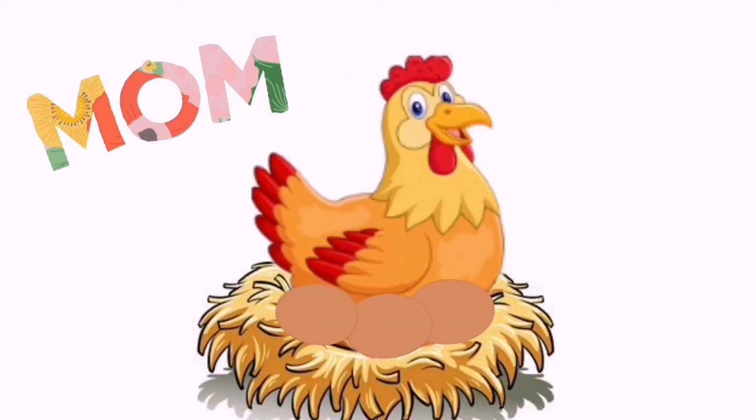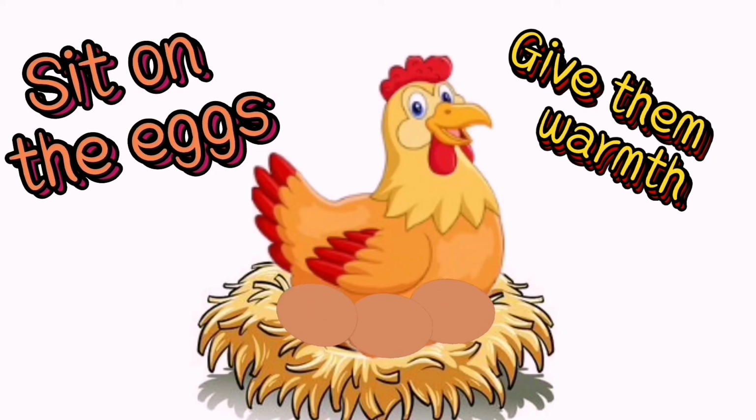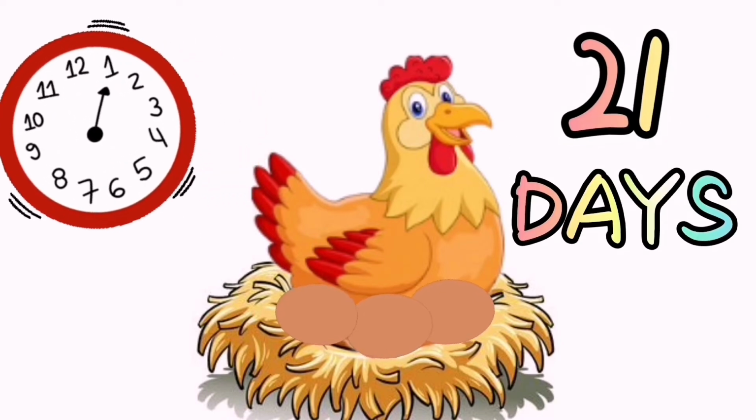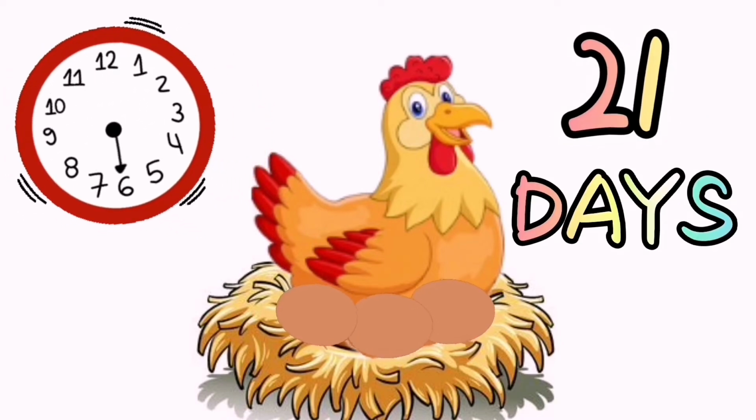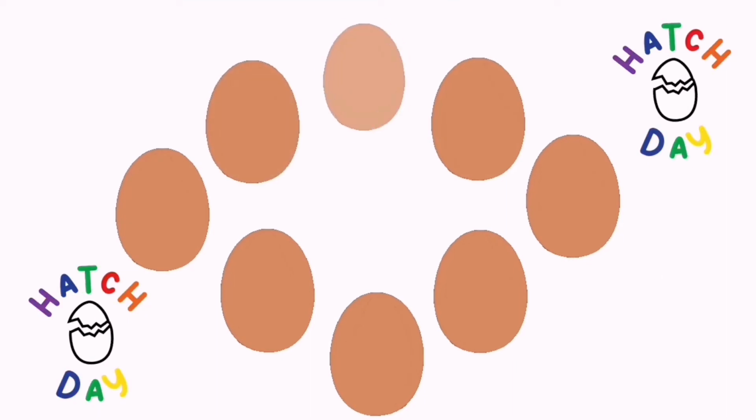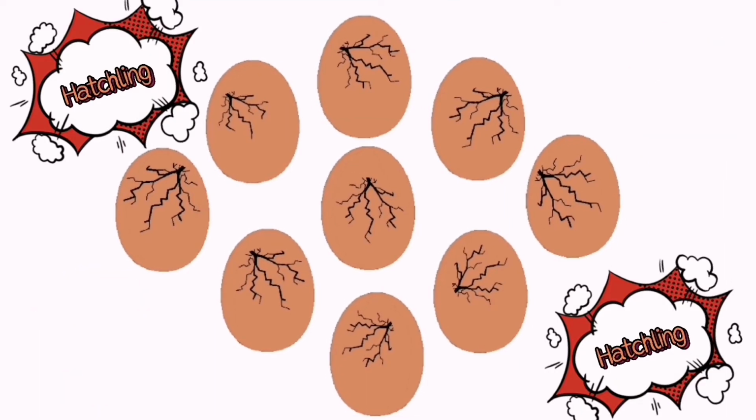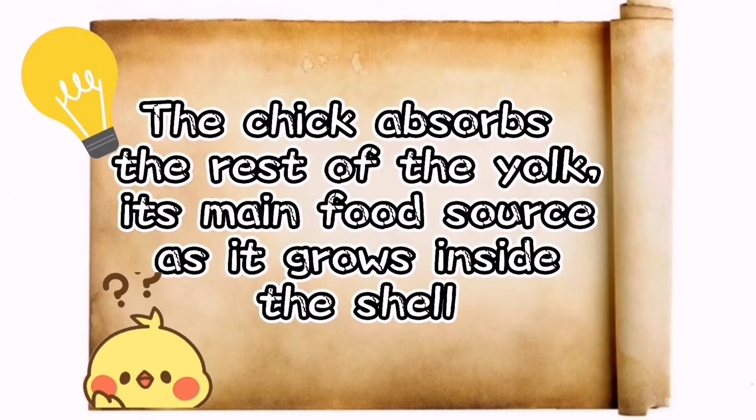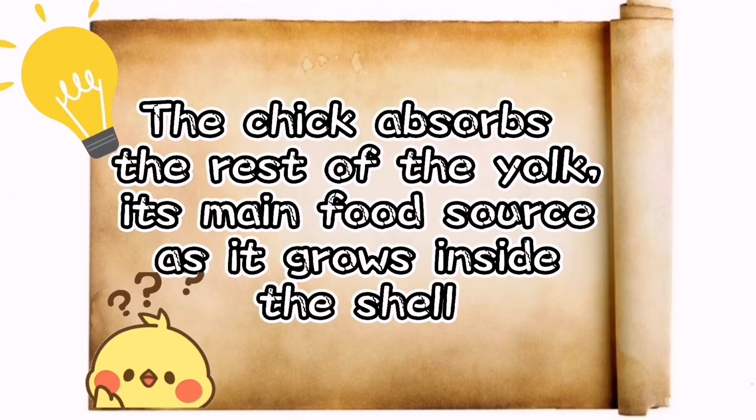Mommy chicken will sit on the eggs and keep them warm for 21 days. Baby chicks will hatch at day 21. The chick absorbs the rest of the yolk, its main food source, as it grows inside the shell.